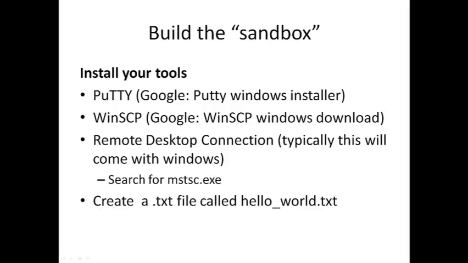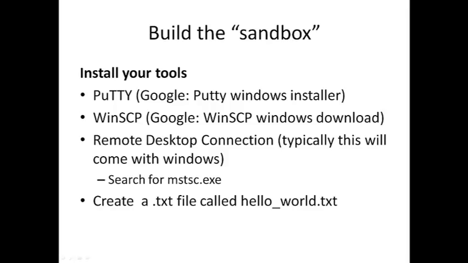You'll need 3 applications to complete this training. The training read ahead will have links to where to find these applications, but in a pinch you can Google them. So for PuTTY, you could Google PuTTY Windows Installer. You're going to want the full suite of PuTTY tools. For WinSCP, you can Google WinSCP Windows Download. And then the remote desktop connection can be found on any Windows desktop. And if you have to search for mstsc.exe to find it, that should be a good way to get it.